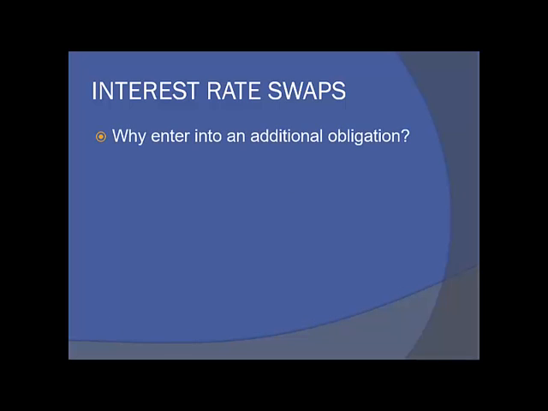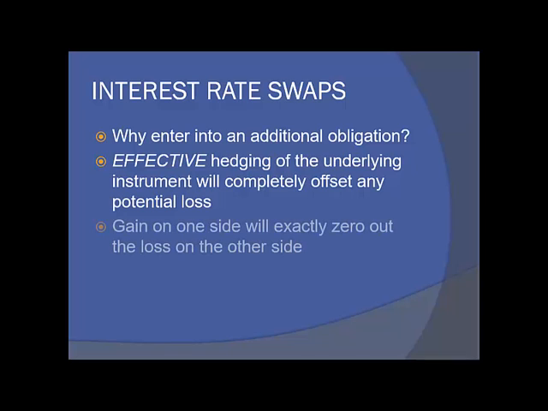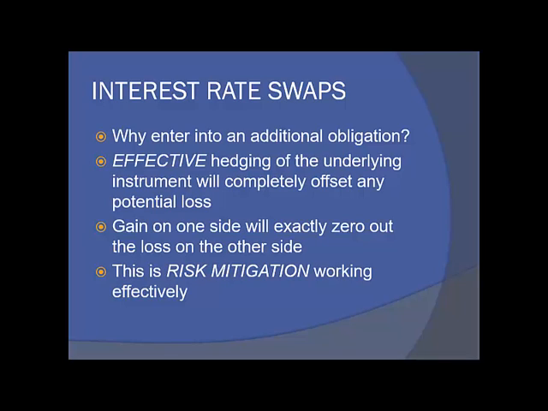So why enter into an additional obligation? Because your goal is effective hedging of the underlying instrument that will completely offset any potential loss. The gain on one side will exactly zero out the loss on the other side, or you hope it will. If it's 100% effective, then it will zero it out. It may or may not be 100% effective, but that's where the disclosure requirements come in. You need to disclose how effective your hedging is. This is risk mitigation working the way it was intended.